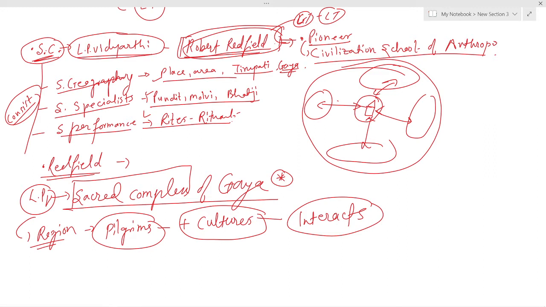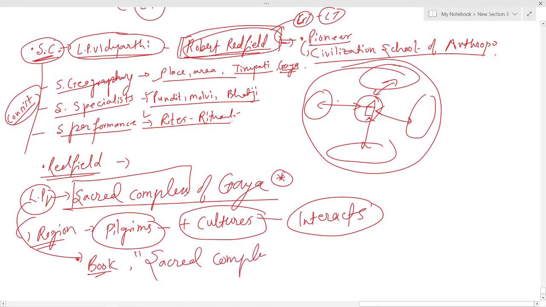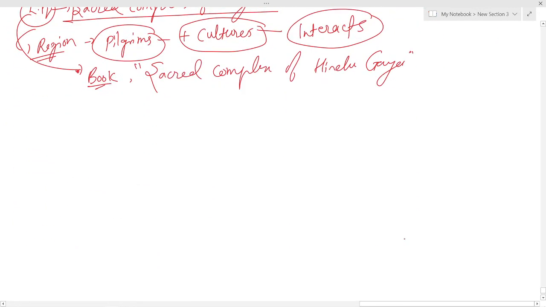Now the concept of sacred complex was put forth by LP Vidyarthi in the book Sacred Complex of Gaya. As far as this concept is concerned, we also have to remember the name of the book written by LP Vidyarthi. It is the Sacred Complex of Hindu Gaya. This was the name of the book written by LP Vidyarthi.